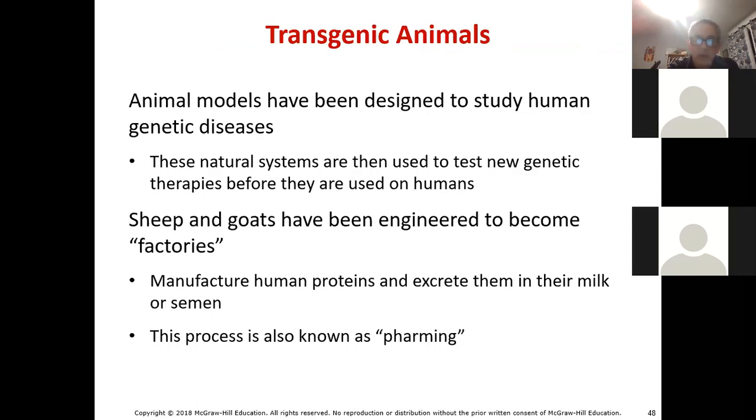Sheep and goats have also been engineered to become factories. They can manufacture human proteins and excrete them in their milk or semen. This process is known as farming, as in pharmacological.